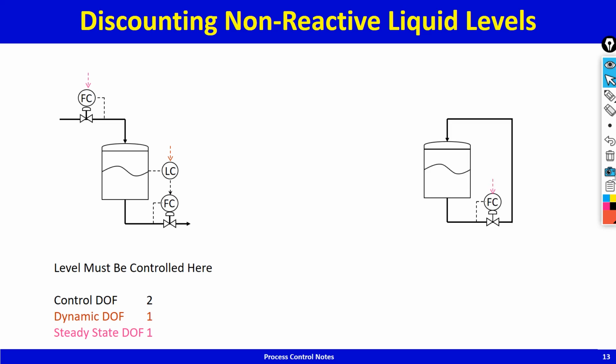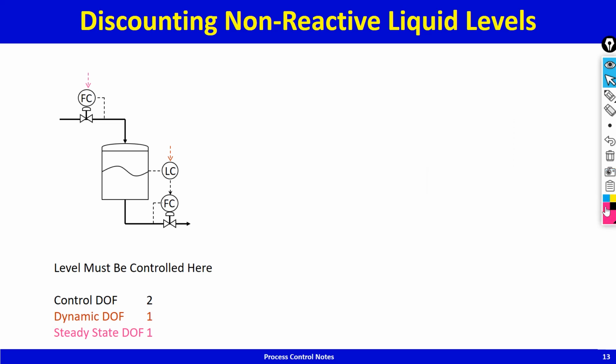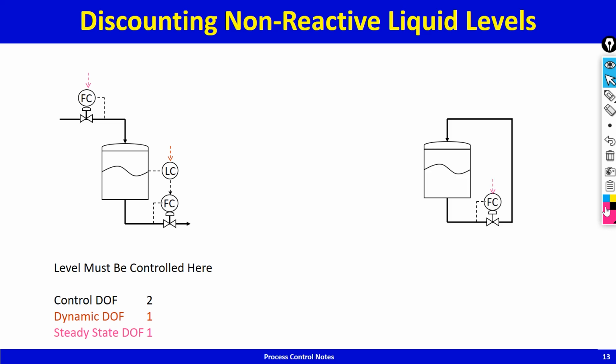Now let's consider this guy. So here we have a tank, and liquid is circulating around the tank. Okay, and you've got a flow controller there, and someone may say that, oh man, because all levels must be controlled, there we go again, because all levels must be controlled, let's put in a level controller that manipulates the flow out.